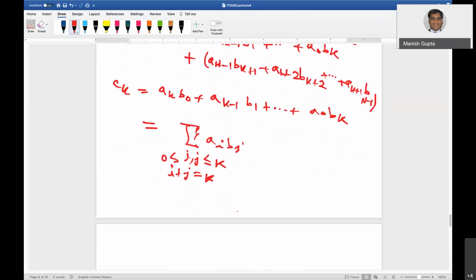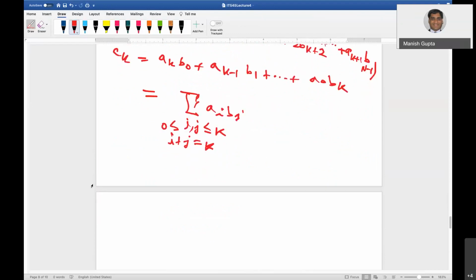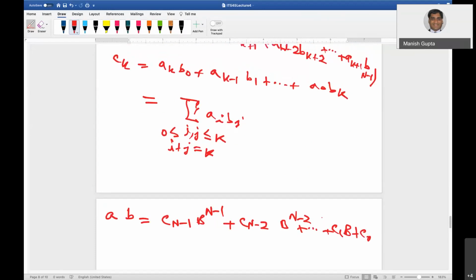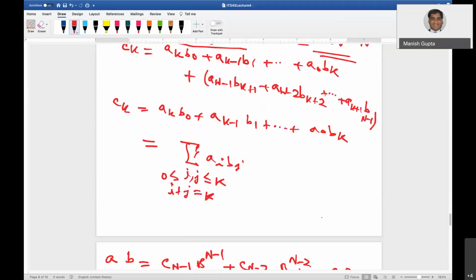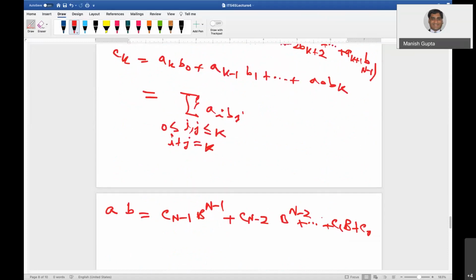So the product of a and b can be expressed as c_{n-1} b^{n-1} plus c_{n-2} b^{n-2} plus ... plus c_1 b plus c_0. Okay, well, I think this is some initial work actually. So we define the convolution of the product of two numbers.